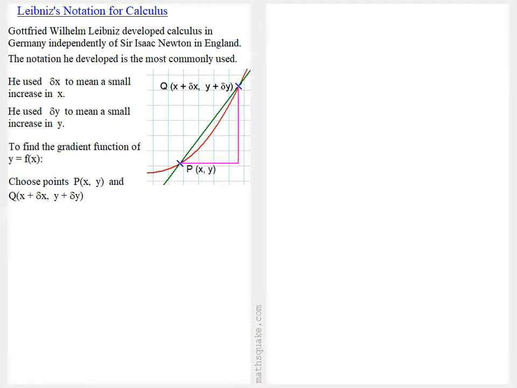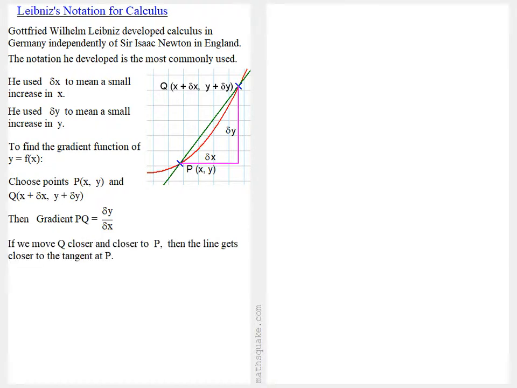Going from P to Q, x increases from x to x plus delta x, so the base of the triangle is delta x. y increases from y to y plus delta y, and so the height of the triangle is delta y, which means the gradient of PQ is delta y by delta x.